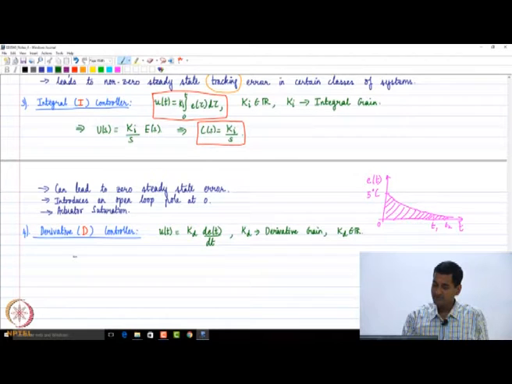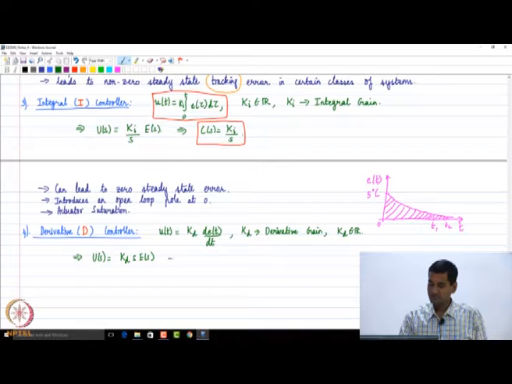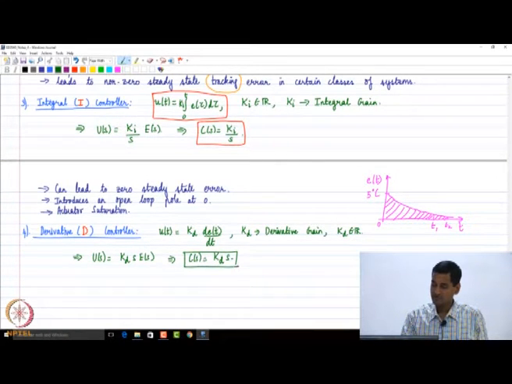So if we take the Laplace transform, of course neglecting the initial conditions, then what will we get? Yes. So the controller transfer function becomes Kd times s. Okay, so the controller transfer function is Kd s.